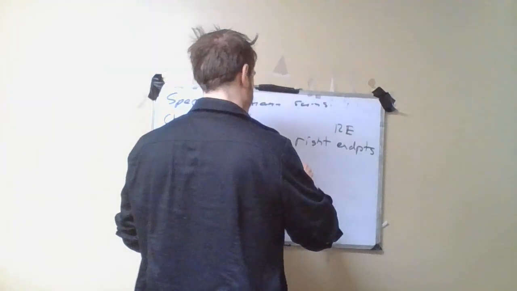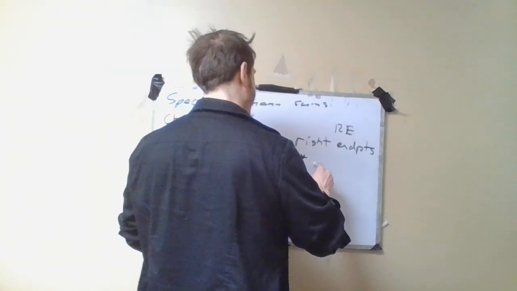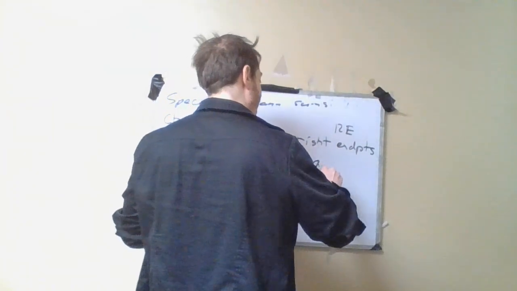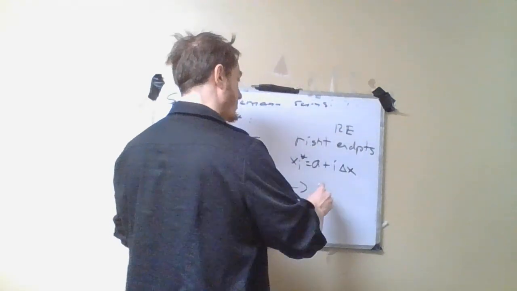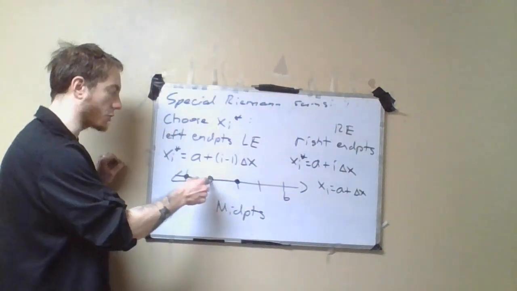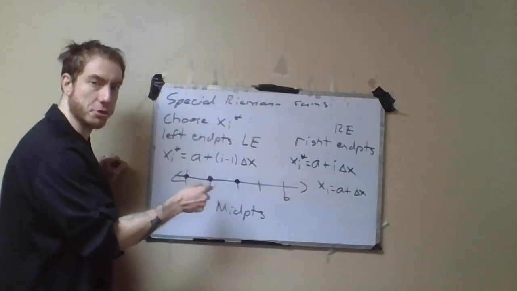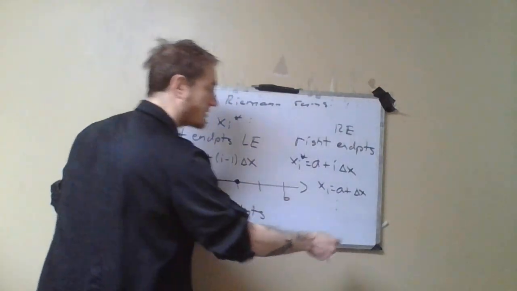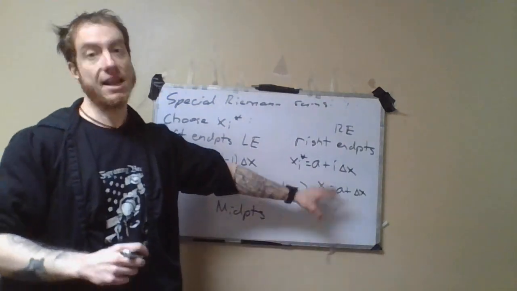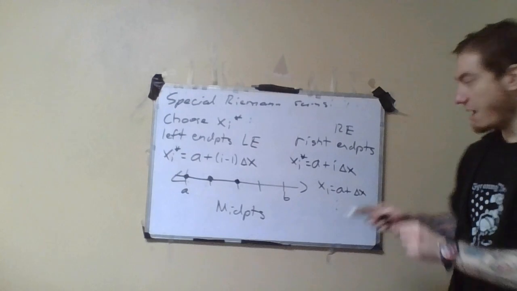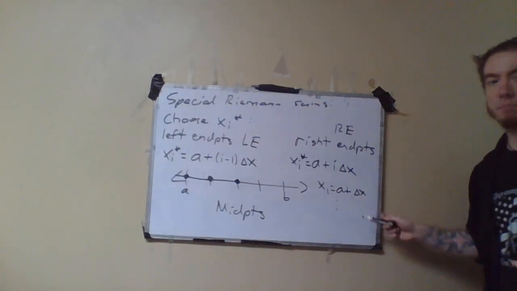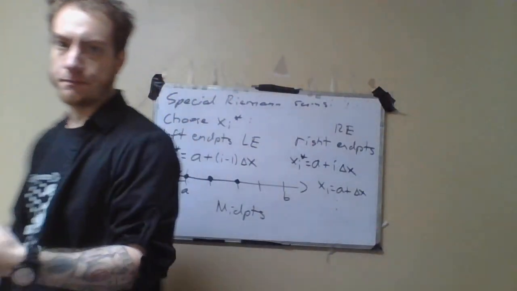Well, these are almost as simple. For the right endpoints, xi star is going to equal A plus I times delta x. So this would mean x1 is A plus delta x, which is actually the right-hand endpoint of this first interval. I'm not going to bother writing this out. I think you can probably see the pattern. Each time we increase I by 1, we bump ourselves over by delta x.